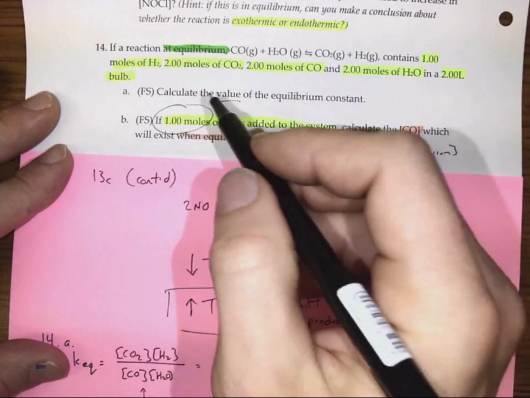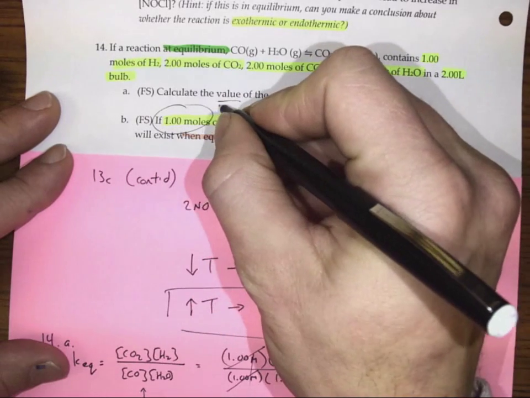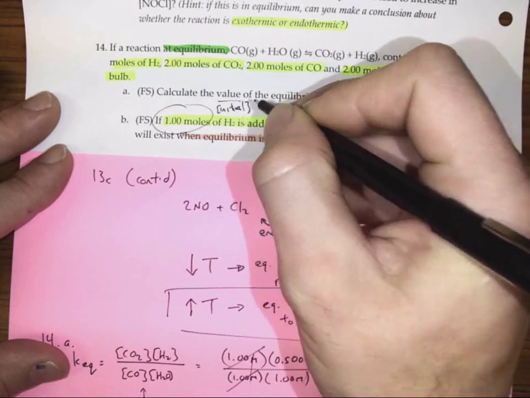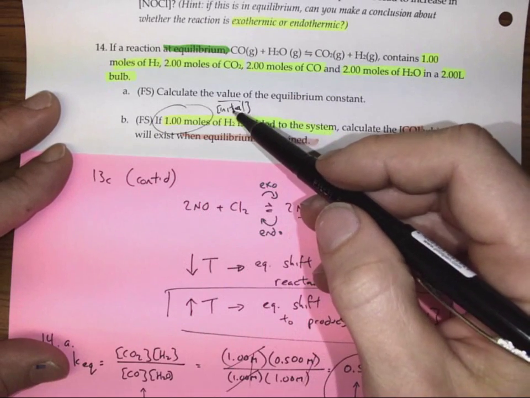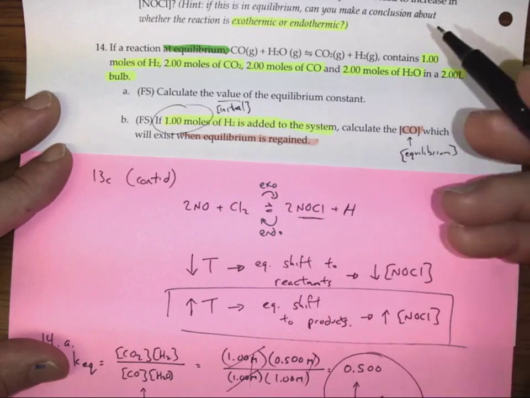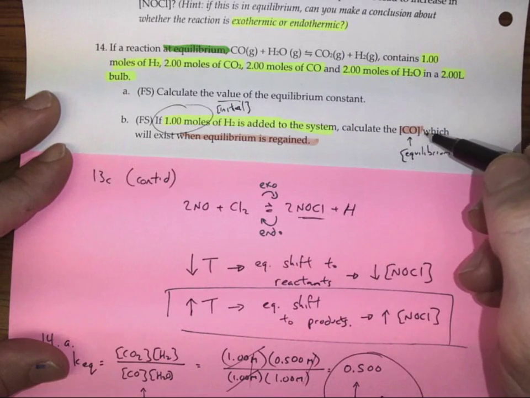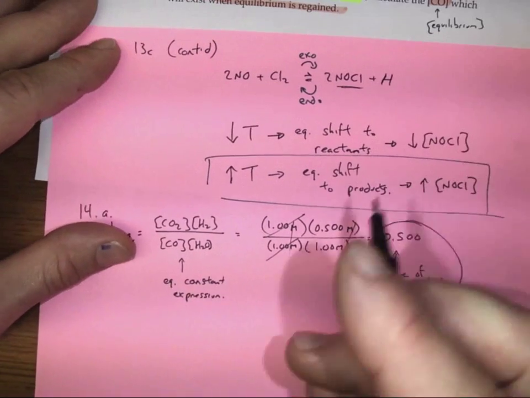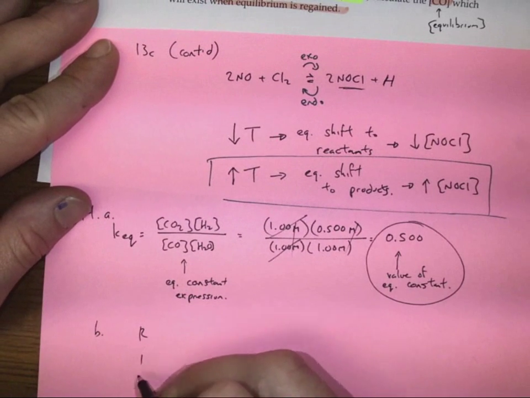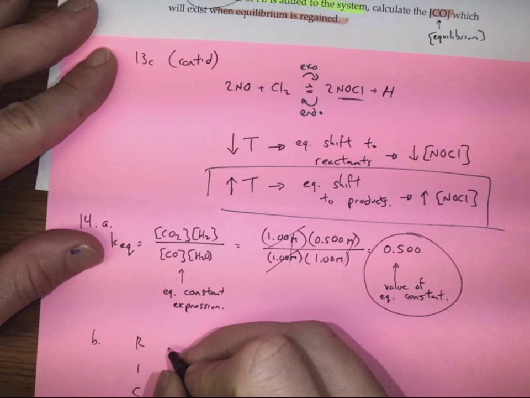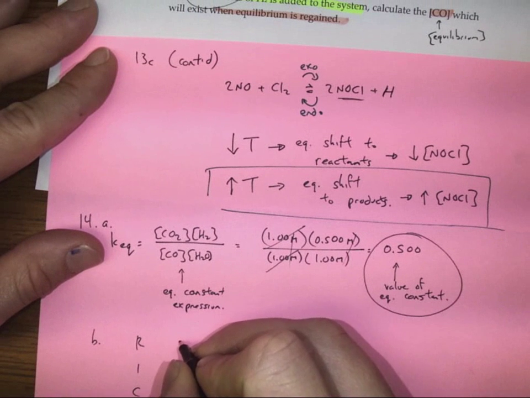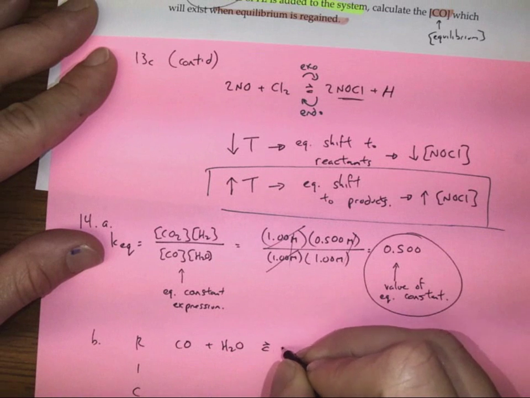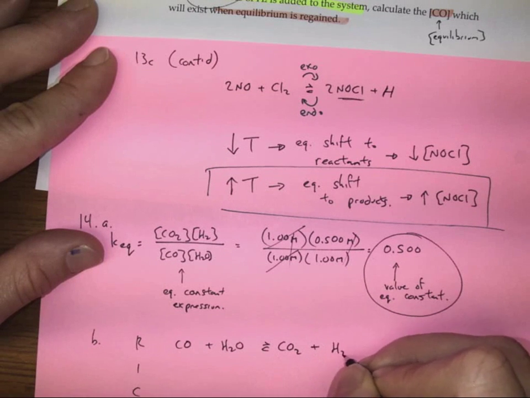However, this is going to contribute to some initial concentrations. So when you're comparing initial concentrations to equilibrium concentrations, that tells me we're going to need a RICE table to answer that, a RICE box. So let's go with a RICE box. Let's draw one out. So RICE, our reaction is carbon monoxide plus water gives us carbon dioxide plus hydrogen gas.